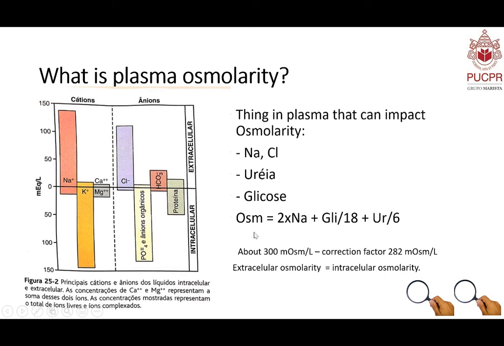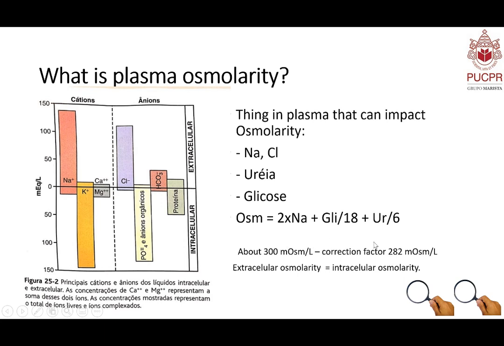estimating the plasma osmolarity. This is important because you could think, but teacher, why do you calculate it? You could do an exam and just measure it. Well, we could, but it's more expensive. So what we do is calculate it. This is important because when we calculate, we get that the plasma osmolarity is about 300 milliosmoles per liter. But if we do use the exam, then we would not get this value. We would get about 282.